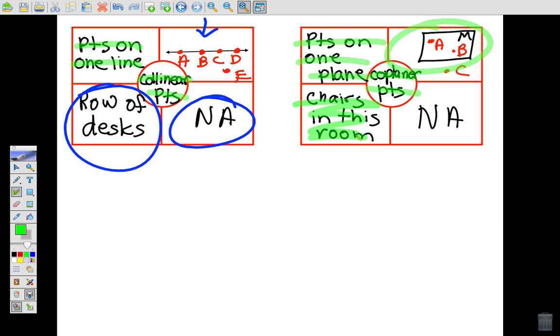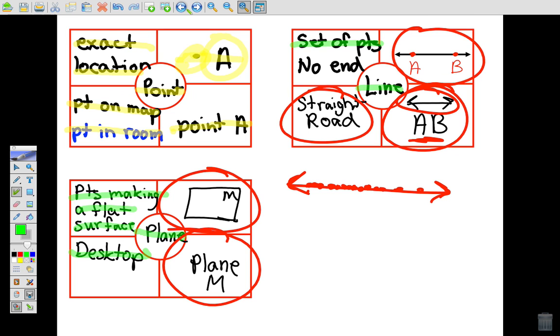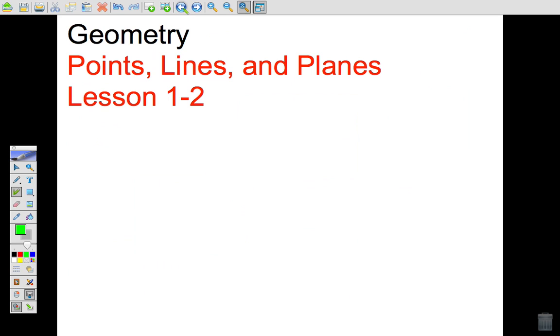Maybe in your math classroom, the floor would be a plane. So all the chairs on that floor are coplanar because they're on the same floor. But if you had all the chairs in the math room and then a chair sitting out in the hallway, well, the hallway is a different floor or different plane, so they would not be coplanar. And as with collinear points, we really don't have a symbol for those. So what we've done here is we've talked about points, lines, and planes and described and gave definitions of those.